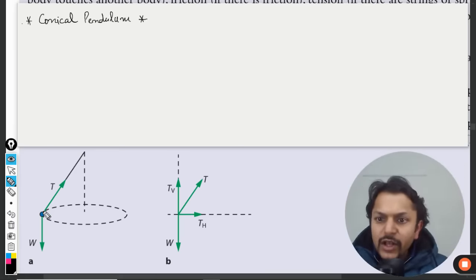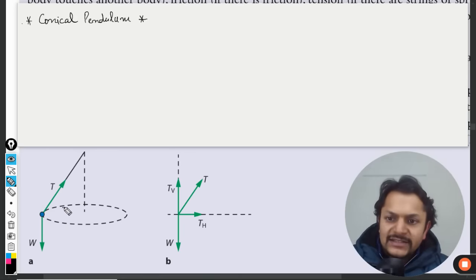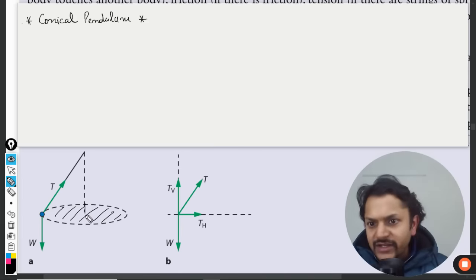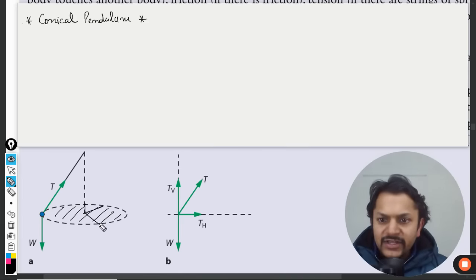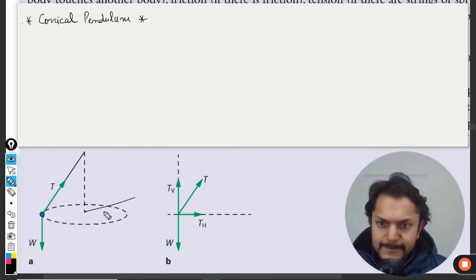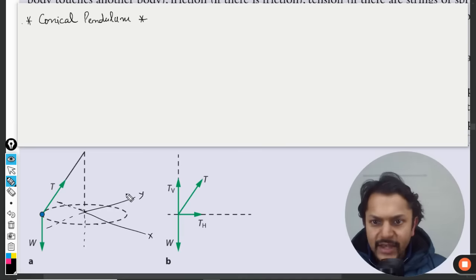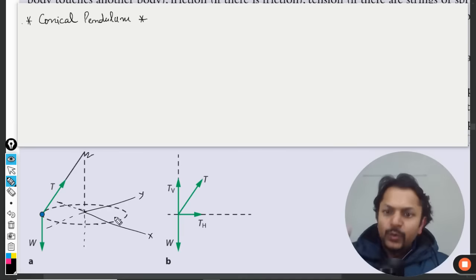So where is the velocity of this? The velocity of this is tangential to the circle, and this circle is completely horizontal, as we can already see. This is the vertical axis, and everything else is horizontal. We can draw this like this just to clarify it more. So you can call this the x-axis, y-axis, and this is the z-axis, which is vertical.